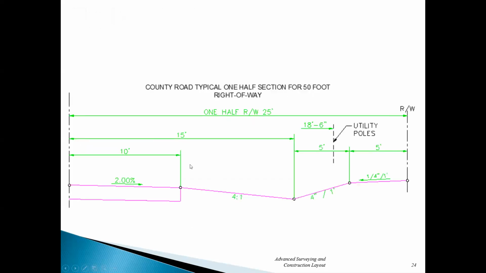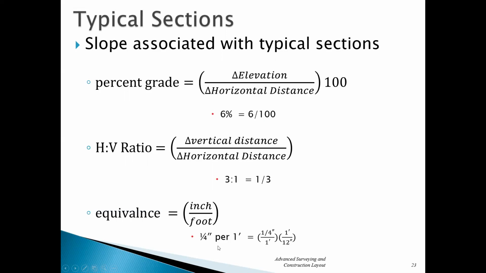The last kind of thing you're going to see on a typical section is this thing called an equivalence. So that's usually expressed in inch per foot. So in other words, percent grades and horizontal to vertical ratios are unitless, but equivalences actually have units associated with them. So a 1/4 inch per foot, if you're doing that in terms of a fraction, you want to make sure you convert things right. So in other words, I would have a 1/4 inch per 12 inches. That would be my slope rate if I wanted to convert it this way. So you have to be careful when you use this kind, because it's kind of easy to make a mistake.